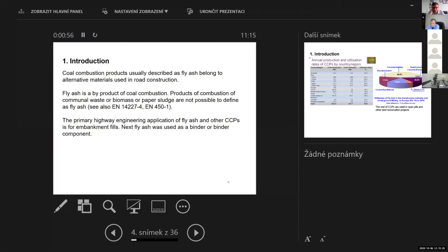Coal combustion products, usually described as fly ash, belong to alternative materials used in road construction.